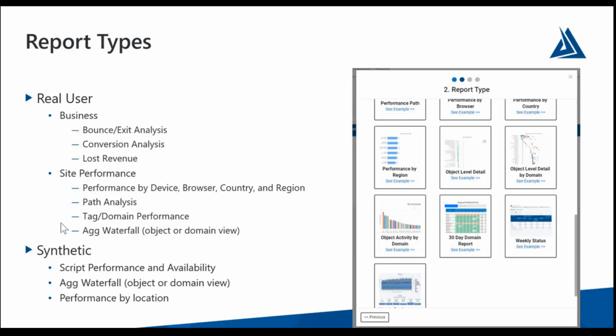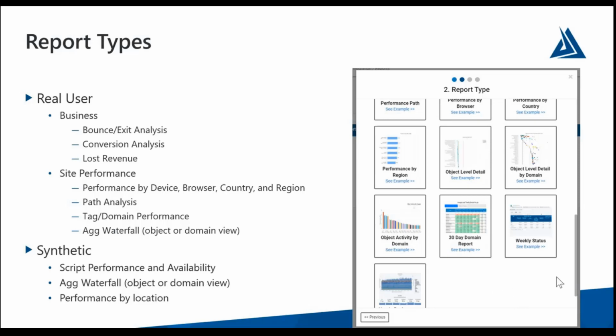Now that's RUM, and then with synthetic, you get a lot of the same options in terms of resource data and performance reports. You can get performance by agent location. You can get it by device. You can also get the aggregate waterfall in the object or domain level view. And then the script performance and availability report is a great one for synthetic. So that's a good one as well.